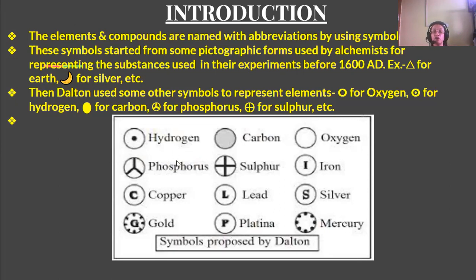See the examples: hydrogen, phosphorus, then copper, a circle with C written in between. For gold, a circle with dots inside and a G written. Carbon, a plain circle. Sulfur, a circle with a plus sign. For lead, a circle with L written. For platina, a circle with P written. Oxygen, a simple circle. Carbon, the circle is shaded, but for oxygen the circle is blank. For iron, a circle with I written. For silver, a circle with S written. For mercury, a circle with certain dots inside. So these are the symbols which were used by Dalton to represent his elements.